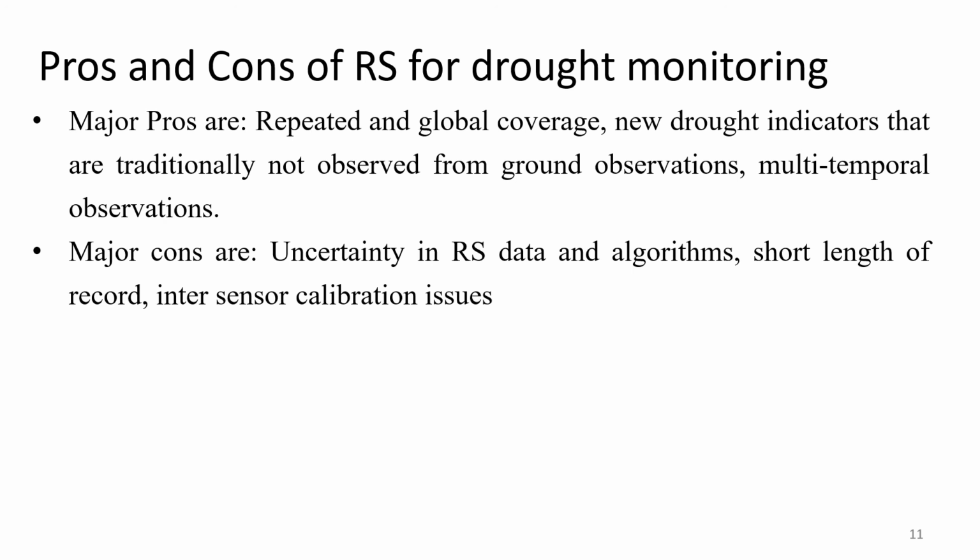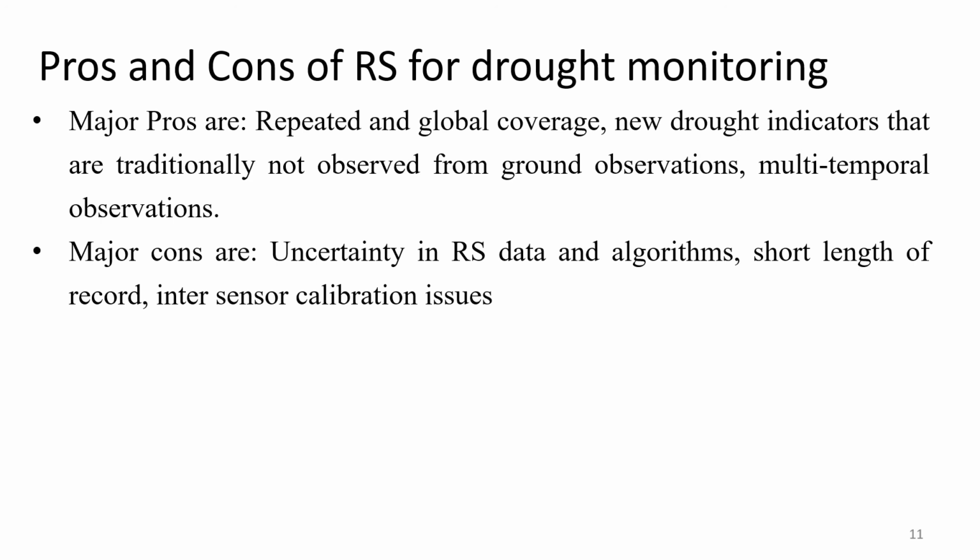On the other hand, the major disadvantages are uncertainty in remote sensing data and algorithms. Say I want to calculate soil moisture from remote sensing. With passive microwave sensors, I observe brightness temperature. Converting this brightness temperature to soil moisture is not a direct task. It involves a lot of algorithms, parameters and everything. It will have its own uncertainties and its own accuracy range. So remote sensing data has its own uncertainties in the observation itself, and also in the algorithms used.